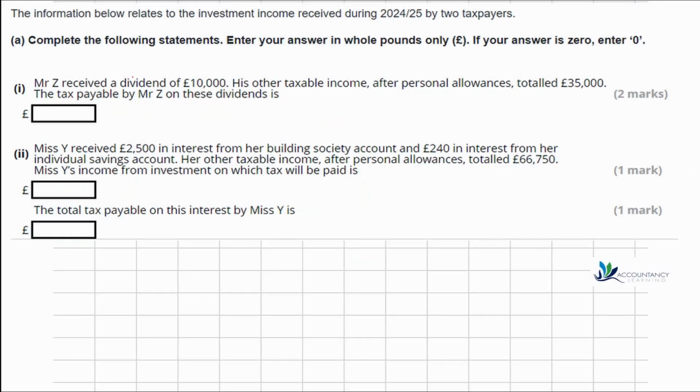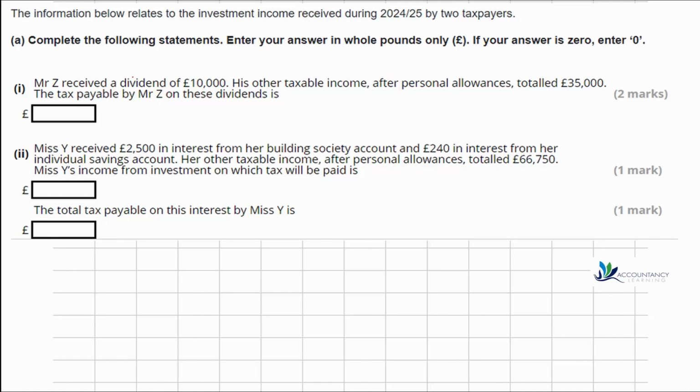This is task 3 from AAT Sample Assessment 1 for personal tax. For part A, we're told the information below relates to the investment income received during 24-25 by 2 taxpayers. We need to complete the following statements, enter our answers in whole pounds, and if your answer is 0, enter 0. So Mr. Z received a dividend of £10,000.